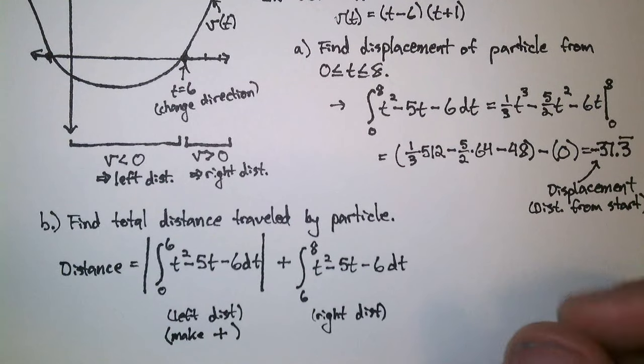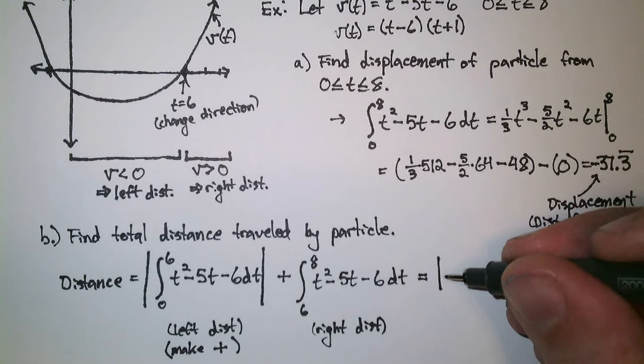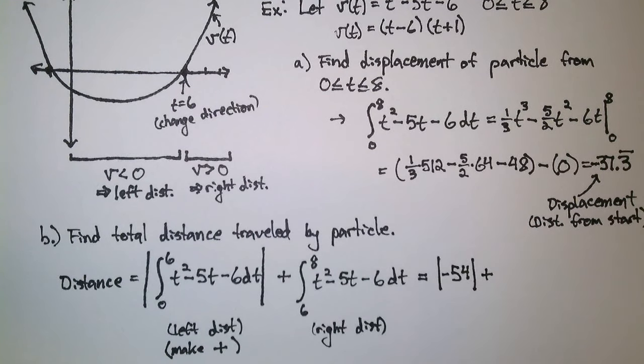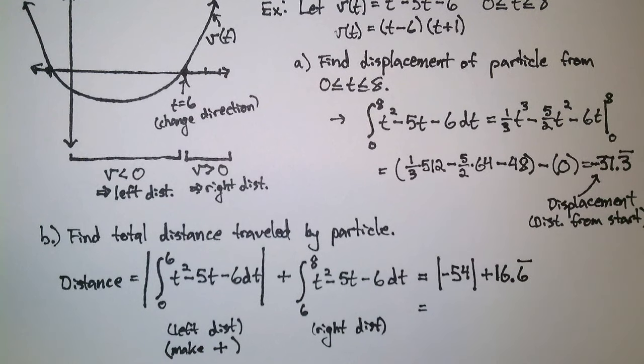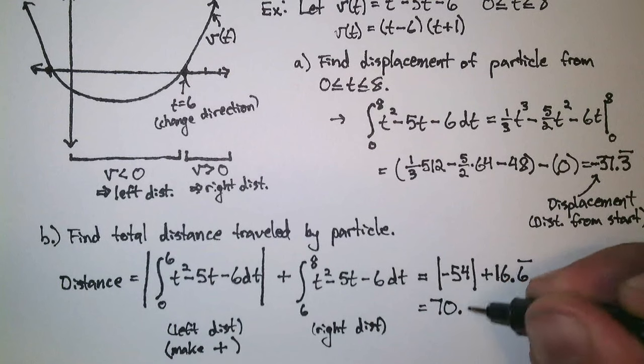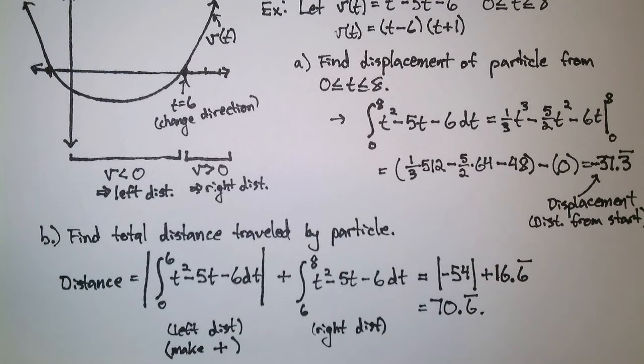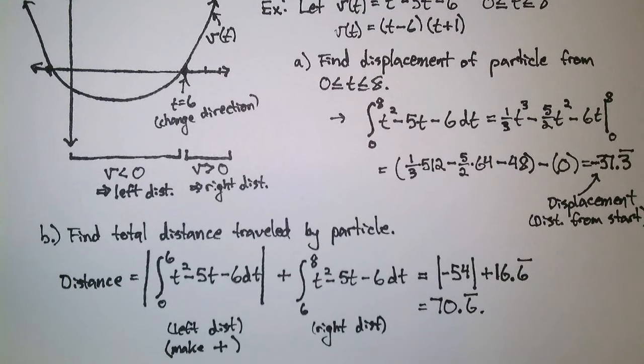So we do that. And we pretty much just antiderive from there and plug them in. You could also use your calculator, mind you. That's what I do here. We get the absolute value of -54. By the way, that means that the particle moved 54 units to the left, and the other one, the particle moved 16.6 repeating units to the right. When we add them together, without regard to direction, we get a total distance of 70.6 repeating.